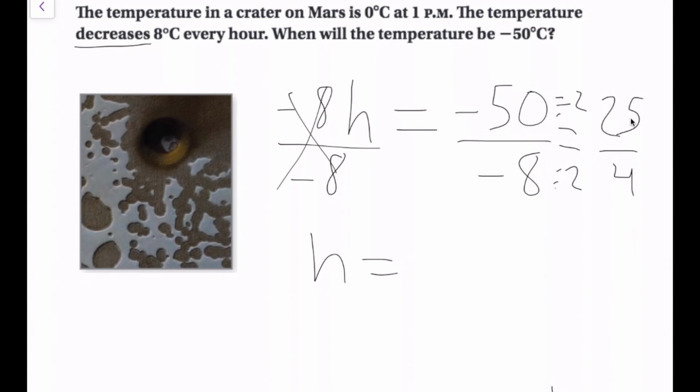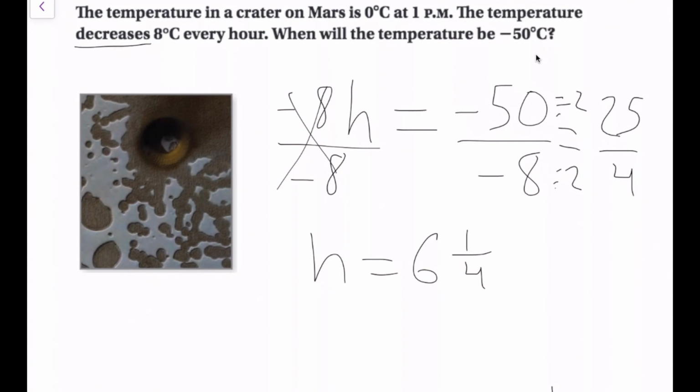Because of the context of this question, I'm going to turn this 25 over 4 into a mixed number. So 4 goes into 25 6 times. And then I'm left with a remainder of 1, because 4 times 6 is 24, plus 1 is 25, and 1/4. So remember, h right here, h is the variable that we assigned the number of hours. So after 6 and 1/4 hours, that's when it's going to be negative 50 degrees Celsius.